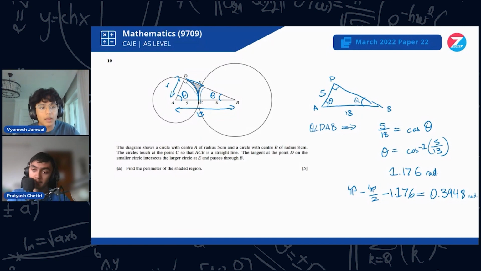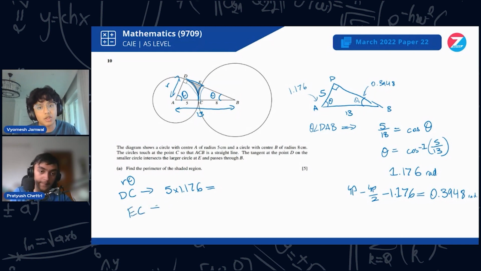So like this, we've gotten the two angles of the triangle, right? And they both basically are the angles for the sectors of both of the individual circles. So now it's going to make our lives way easier. So what's the formula for arc length? It's r theta, right? So in this case, it's just going to be 5 times 1.176 for DC. And then for EC, it's going to be 8 times 0.3948, because the radius of the bigger circle is 8.